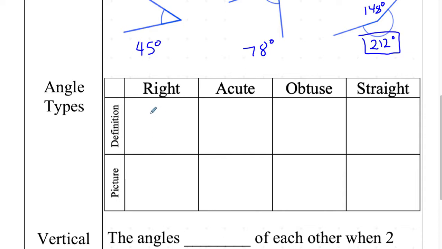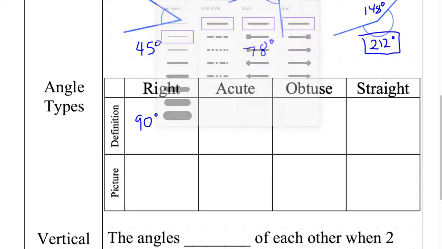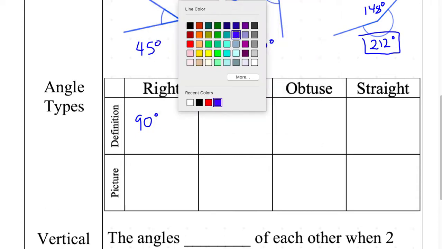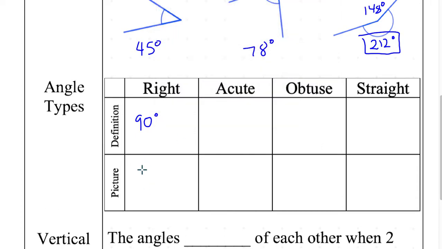A right angle. The definition of a right angle is that it's 90 degrees. Here's a picture of a right angle. I wonder if I can use the line tool here. Let's do the color blue. So if I make this a right angle, usually we annotate that with a little square to say it's the right angle.